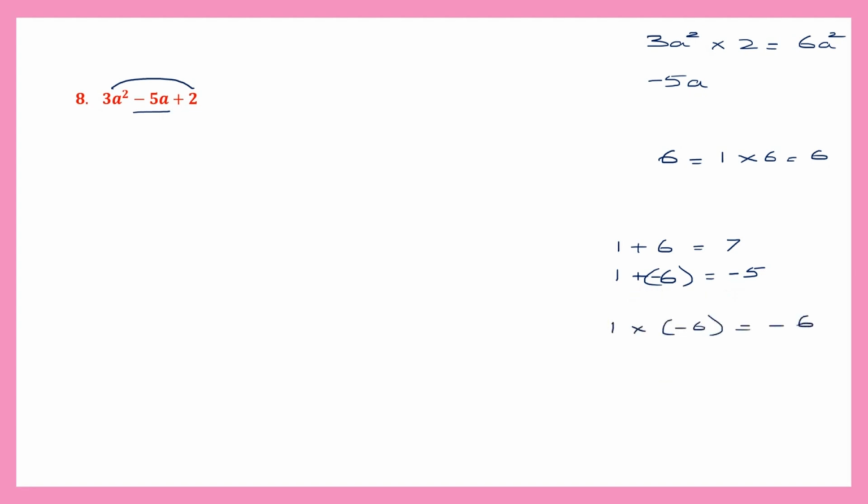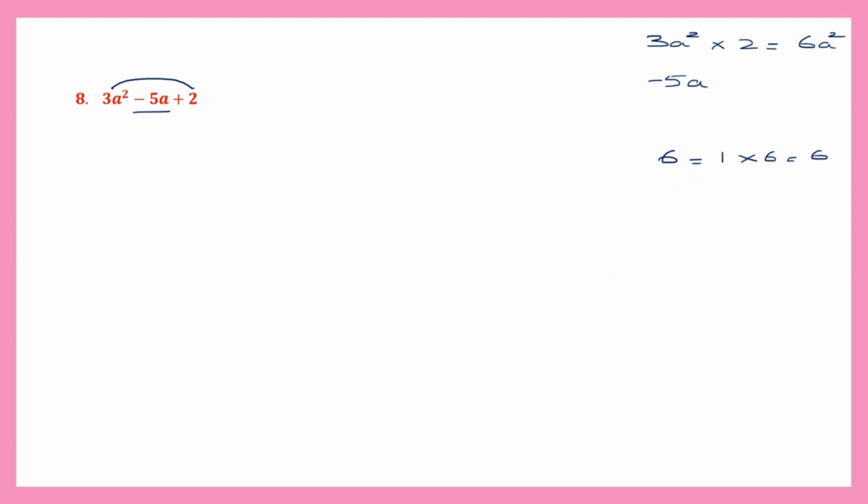Minus 6. But look at this. Here we have 6. I need to get 6 and not minus 6. So I cannot take 1 and minus 6. Now if I change the sign of 1, it will still be minus 1 into 6. I will still get minus 6. So I cannot take 1 and 6.